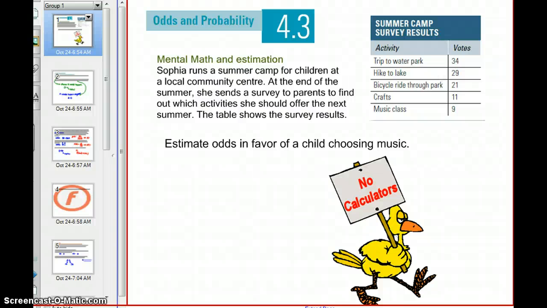Welcome back, WAMers. We are continuing on with 4.3, odds and probability. We're going to start with mental math and estimation.